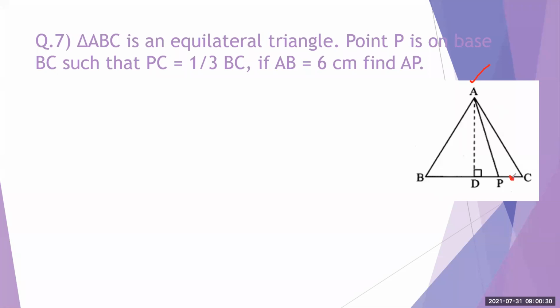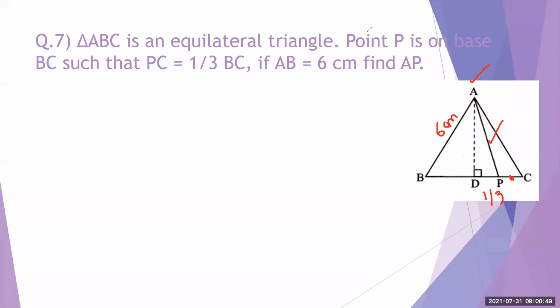That means this part that is given is 1/3 of the whole BC. Next, the measurement of AB is given to you, which is equal to 6 centimeter. This is given to us. What we have to find out? We have to find out the measurement of AP. How to do this? Okay, so let's see this.